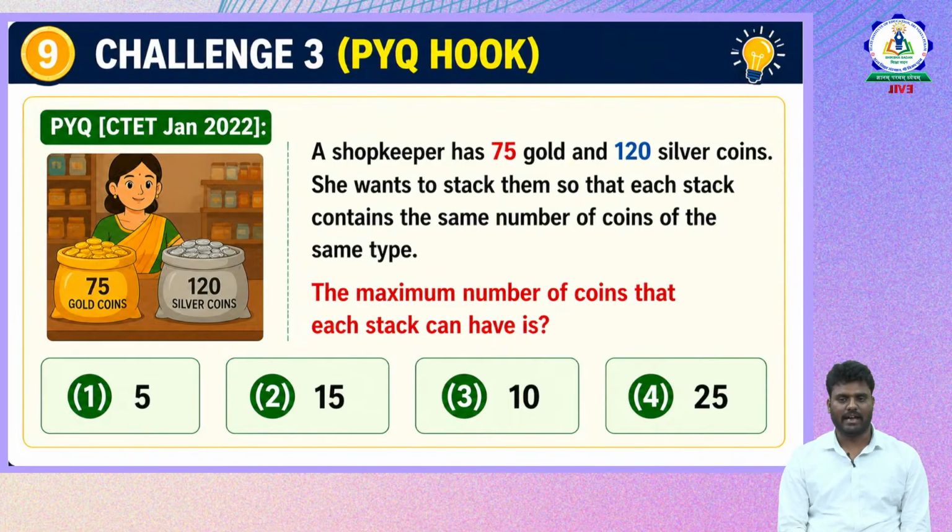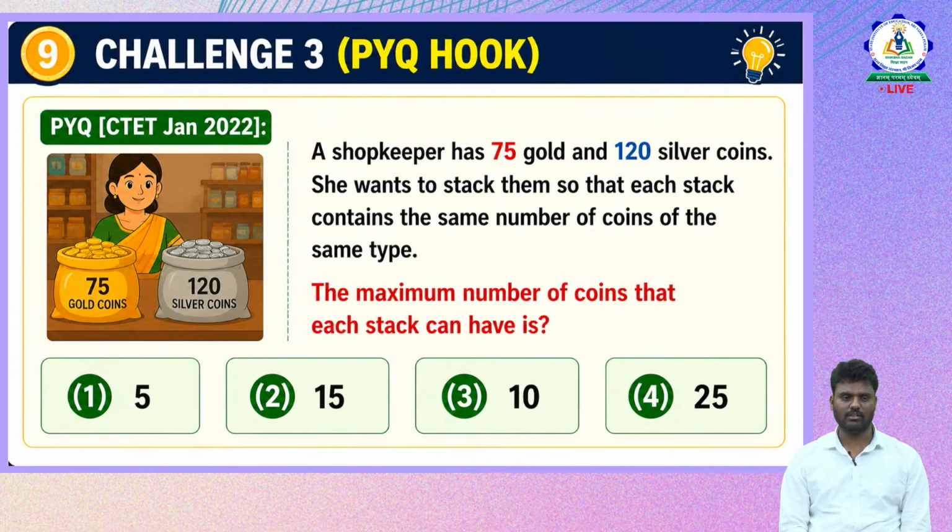A shopkeeper has 75 gold and 120 silver coins. She wants to stock them so that each stock contains the same number of coins of the same type. So the maximum number of coins that each stock can have is: option 1 is 5, the second option is 15, the third option is 10, and the fourth option is 25.